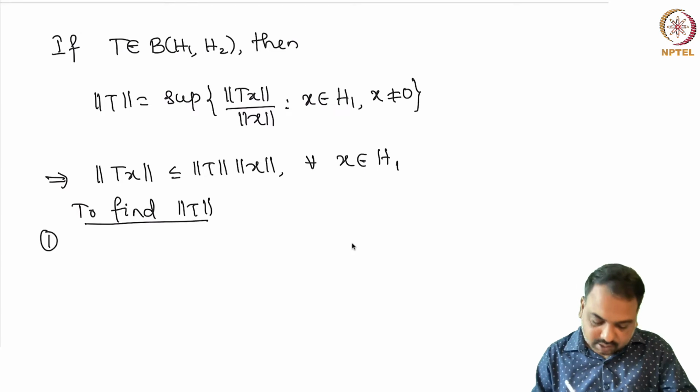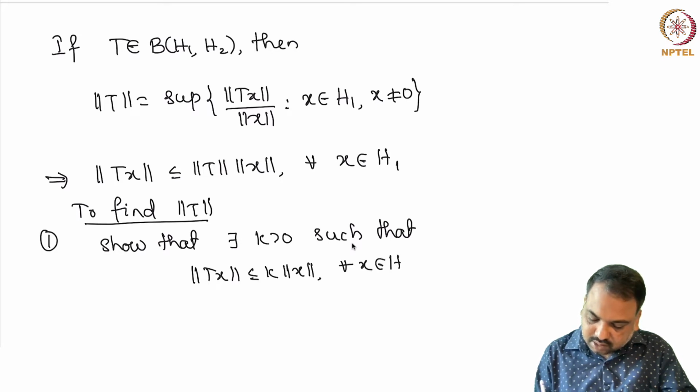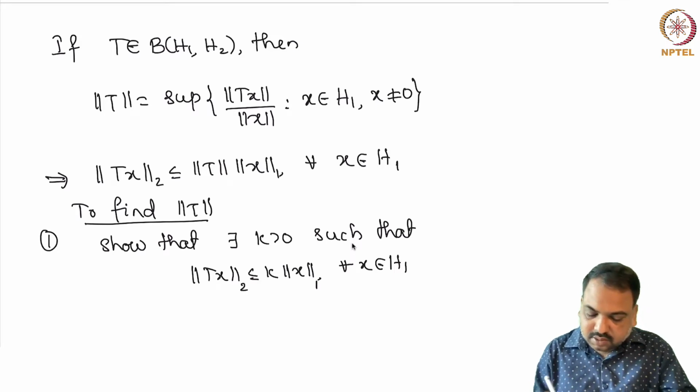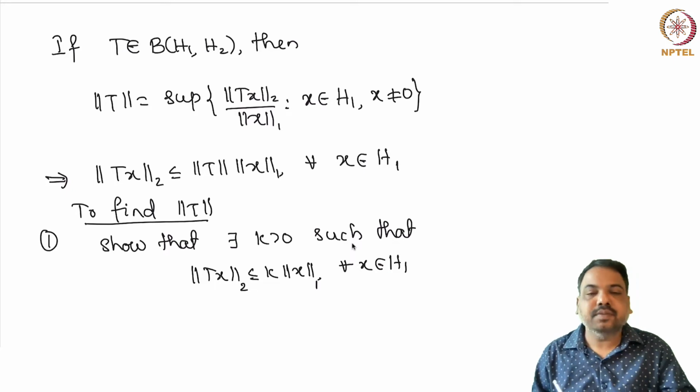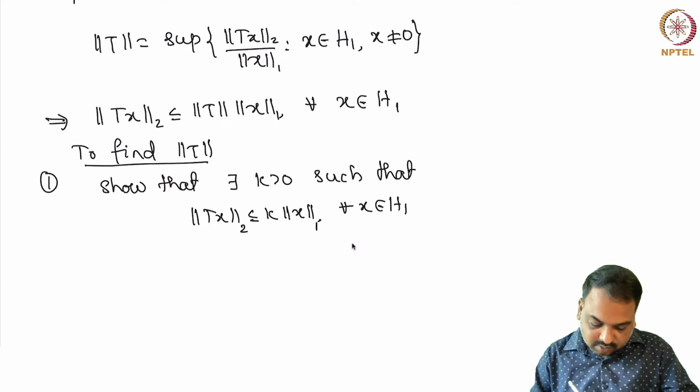we show that there exists some k such that norm Tx is less than or equal to k times norm x for every x in H1. So here we can put norm 1, here norm 2, depending on the Hilbert space. This is 2, this is 1. Okay, this is the first step.